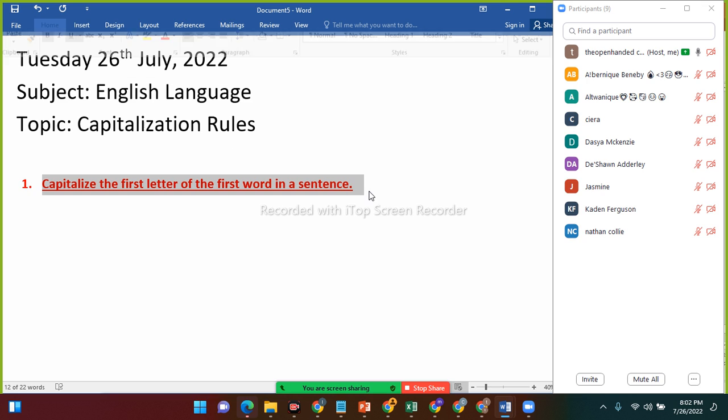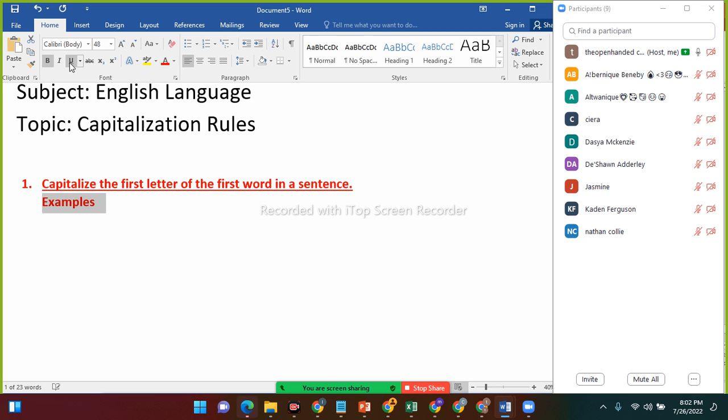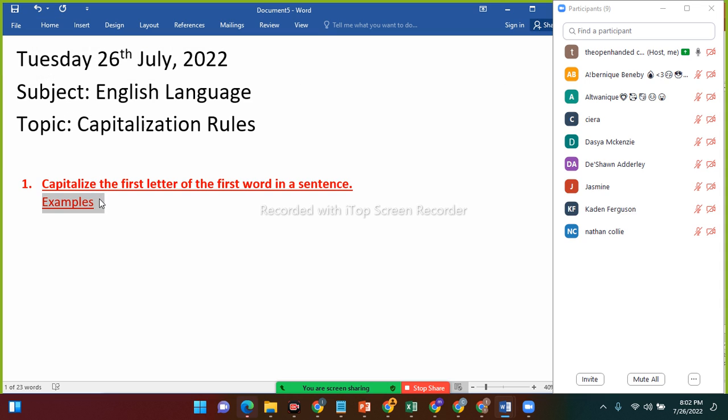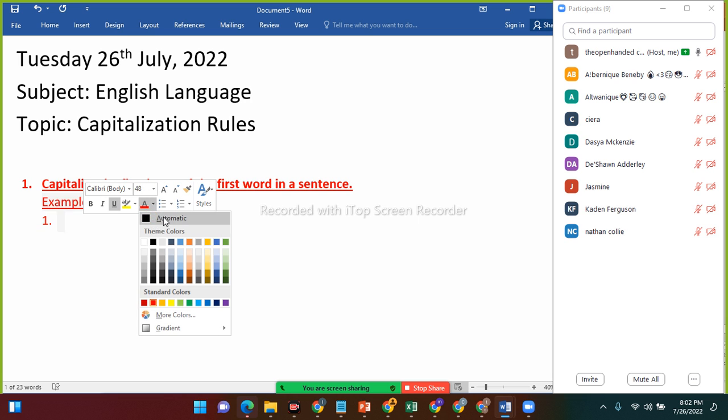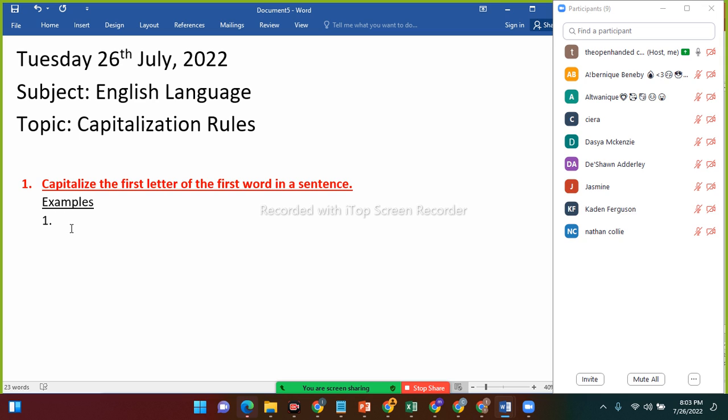Say, for example, whatever sentence you create, you always capitalize the first letter. Now that might seem trivial, but I received an essay where they weren't capitalizing the first letter of the first word of the sentence. So you want to make sure you capitalize that.